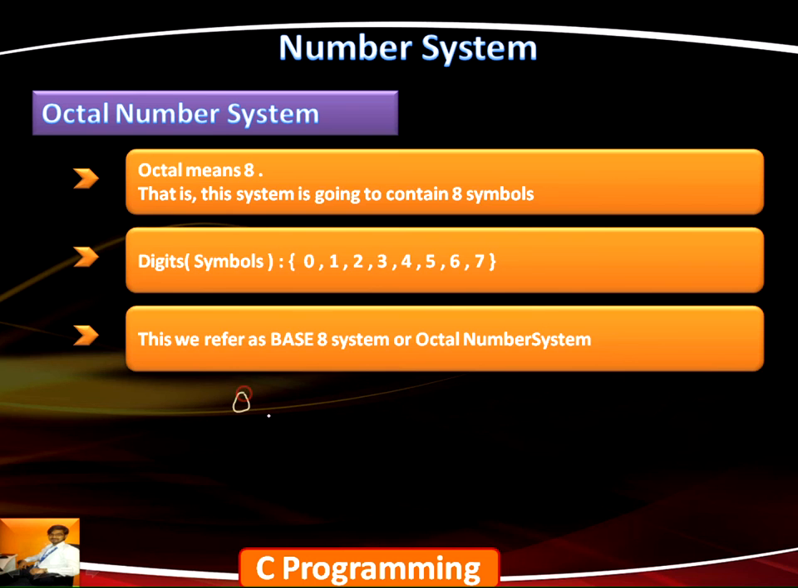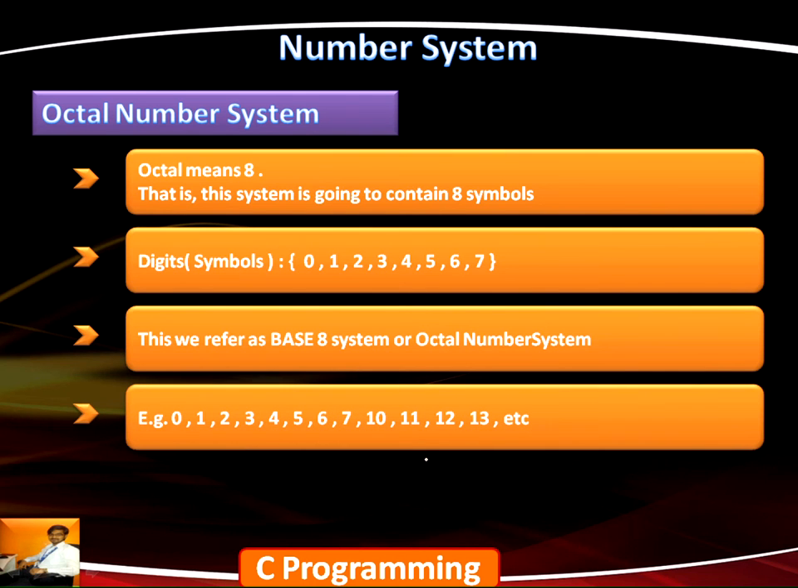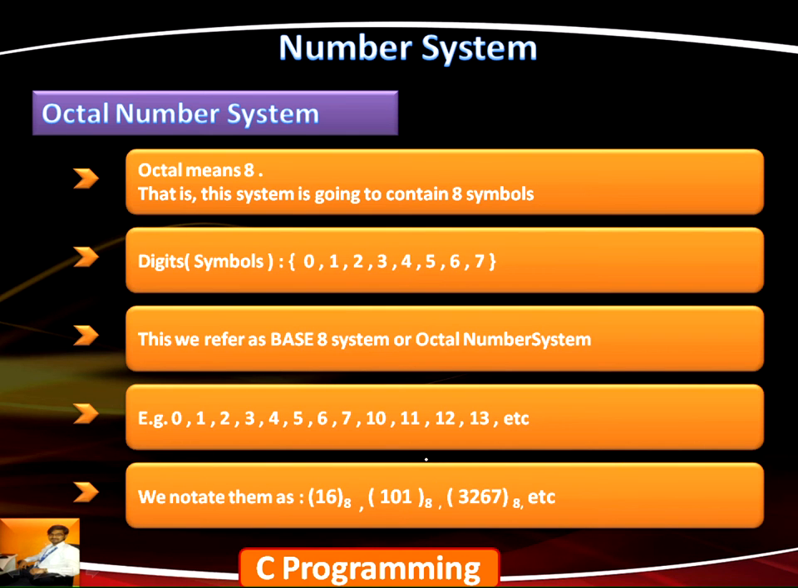So the minimum value is going to start at 0, plus 1 is going to be 1, and so on, it goes on up to 7. And if I want to notate 7 plus 1, which is the next value, it's not possible, so it is going to reset its position to 0. The carry that we got is going to be taken as 1. So this value actually represents 8. This is the decimal number 8. The decimal number 8 is going to be represented as 10 in the octal system. So this is how we are going to represent. Let us consider a couple of examples. We are going to notate the digits written within parentheses and subscripted with 8.